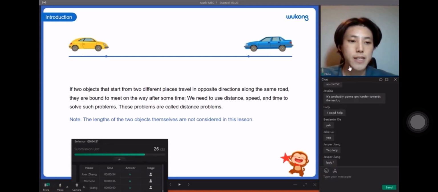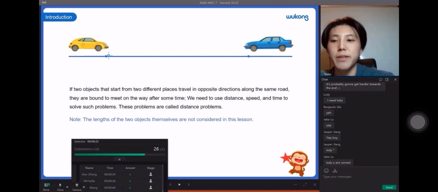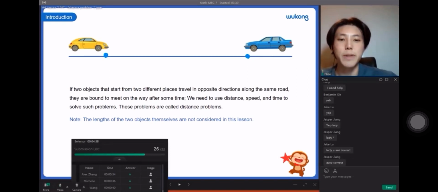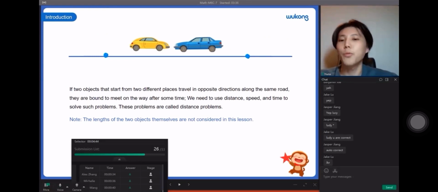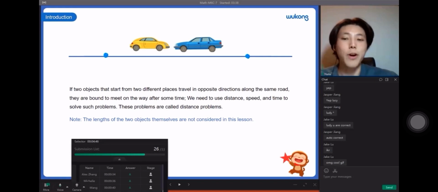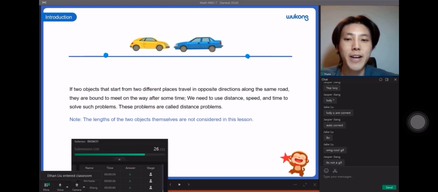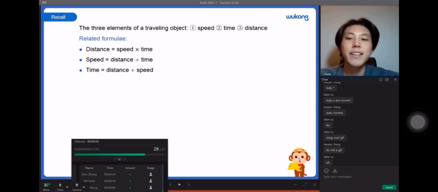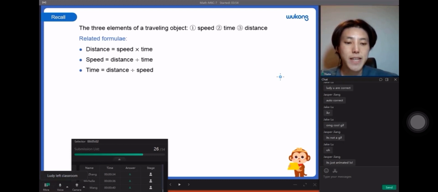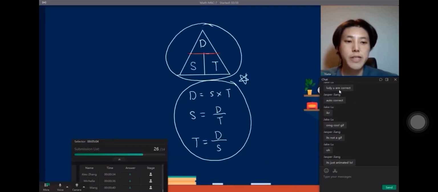So we're just going to assume that the yellow car is over here and the blue car is in this location at the moment. And we want to see when are they going to encounter each other? That's the sort of question that we want to find today. As you can see, these are the three relationships that you are going to use today. But as I said, just remember to use this pyramid when you are doing this question.